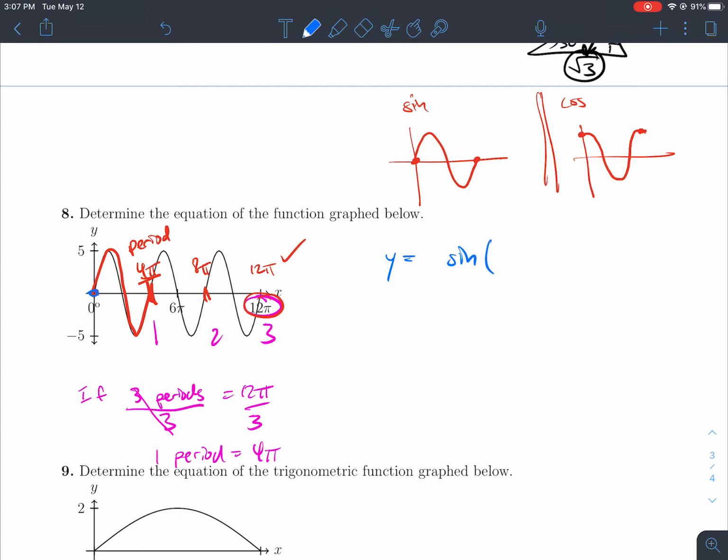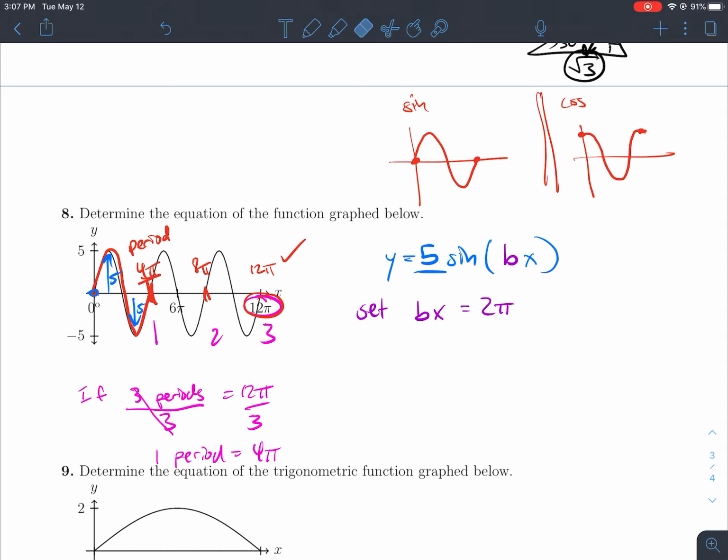We've got y equals, starting at the midline, so sine of x. Is there a vertical shift? No, the midline is still in the same place, so we don't need a vertical shift. We do need to adjust the amplitude. The size of the oscillations from the midline are 5 units up, 5 units down, so that's a 5. And based on the period, we can calculate the b value that goes here. So set bx equal to 2 pi.